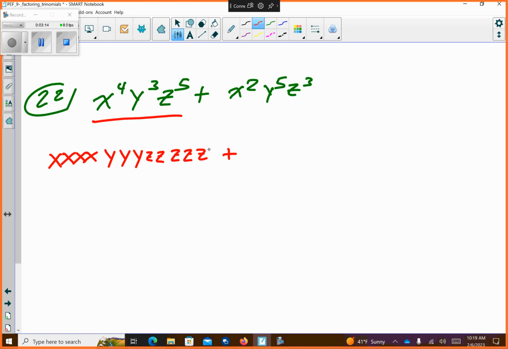And then let's take care of this part. I got xx because I have x squared. How many y's do I have then? 5. 1, 2, 3, 4, 5. How many z's do I have? That was only 4 y's. 1, 2, 3, 4, 5. I have 5. Oh, I didn't see the other one.